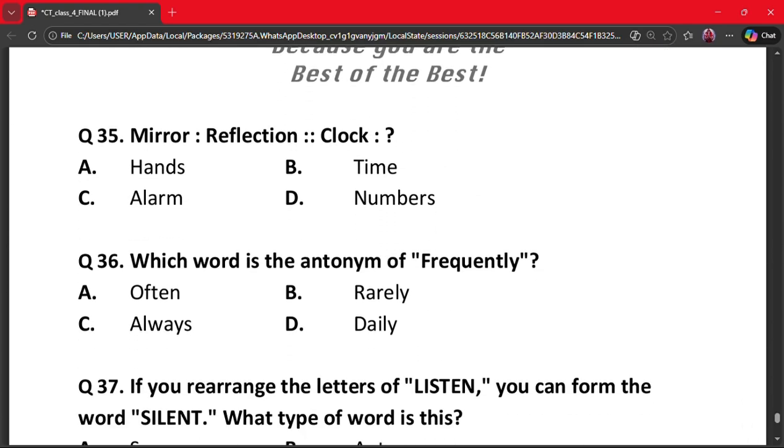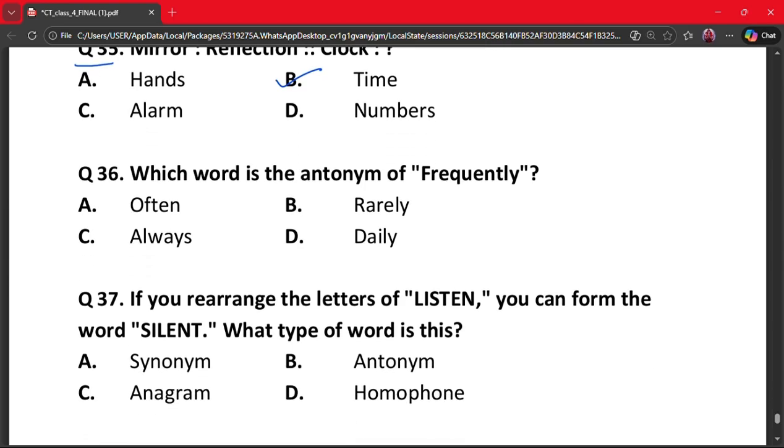Moving on to the next question, that is question number 35. Mirror is to reflection as clock is to dash. A, hands. B, time. C, alarm. D, numbers. The correct answer is option B. Mirror shows reflection and clock shows time. So option B is the correct option.